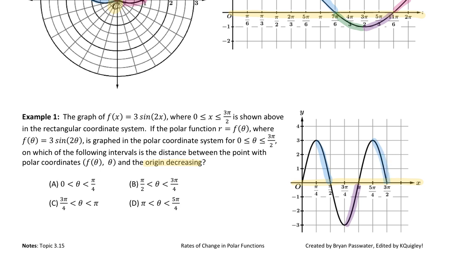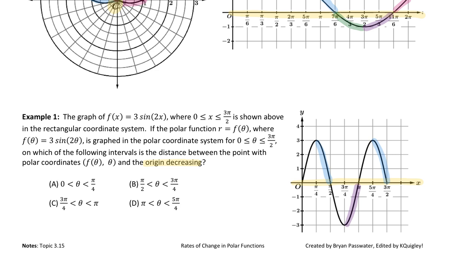So we have these two colors, blue and purple, that are describing where the distance between the x-axis and the function is decreasing, which translates to the radius decreasing if it's a polar function. So we just need to pick an answer choice that's one of these three sections.